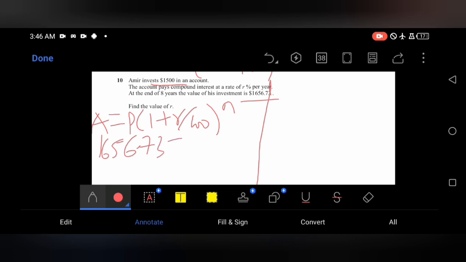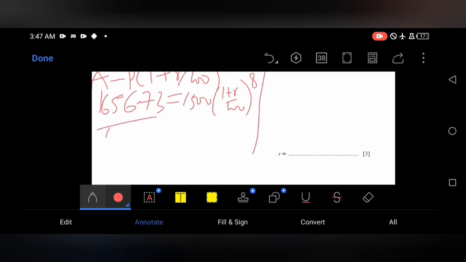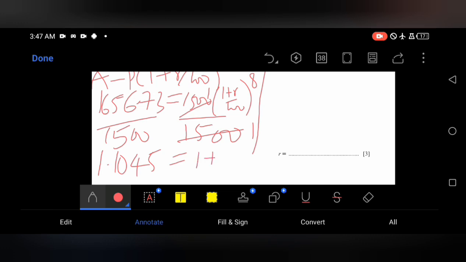1656.73 is equal to P, 1,500, into 1 plus R divided by 100, then raised to the power of n, which is 8 from the question. So in this case, we can reduce this equation by dividing both sides by 1,500. So dividing both sides by 1,500, what are we going to have? 1,500 here 1, 1,500 here 1. Now 1656.73 divided by 1500, we are going to have 1.1045 is equal to 1 plus R divided by 100 raised to the power of 8.